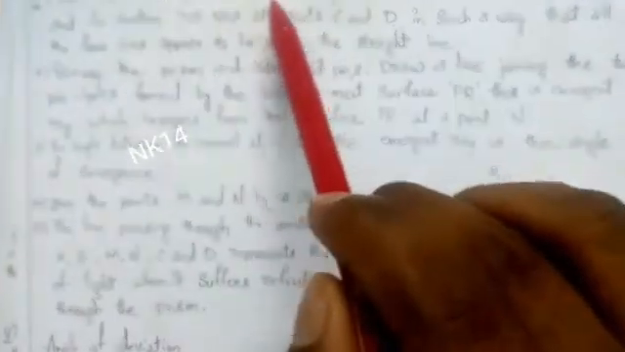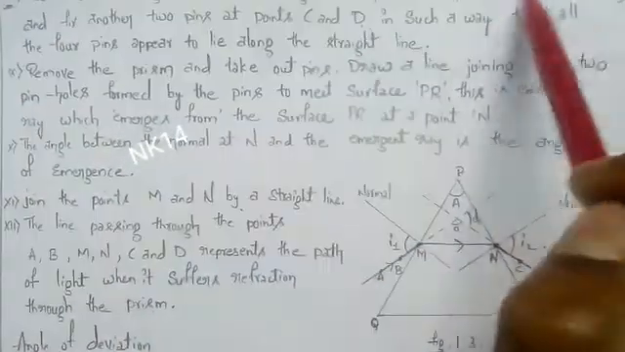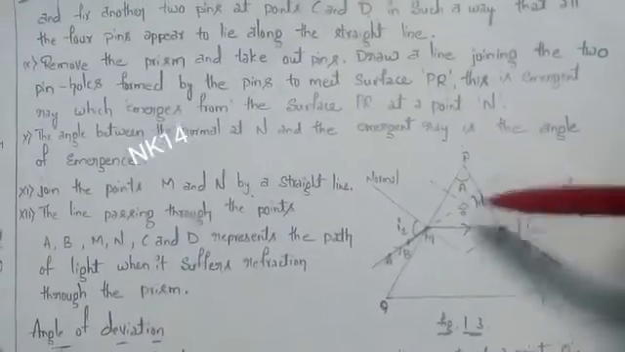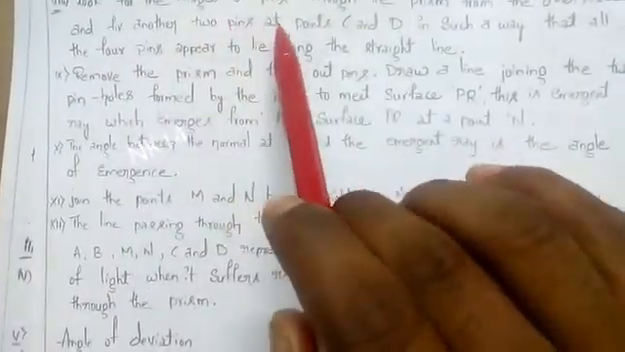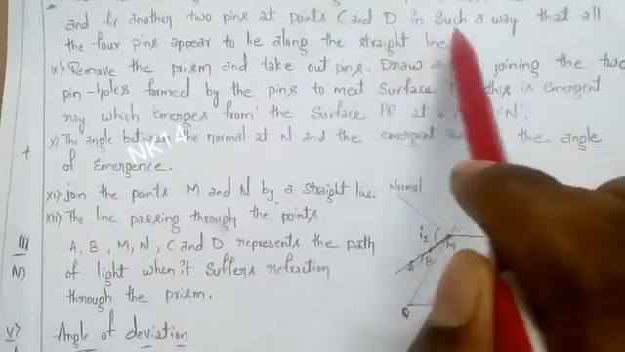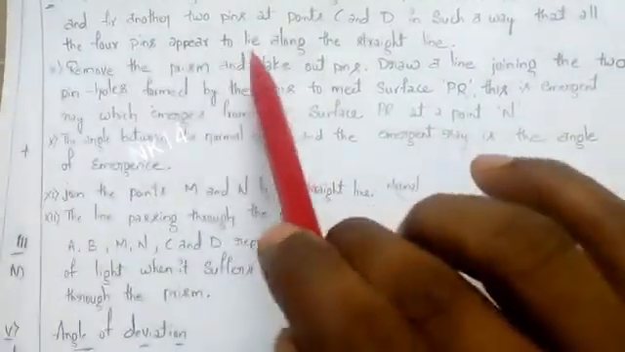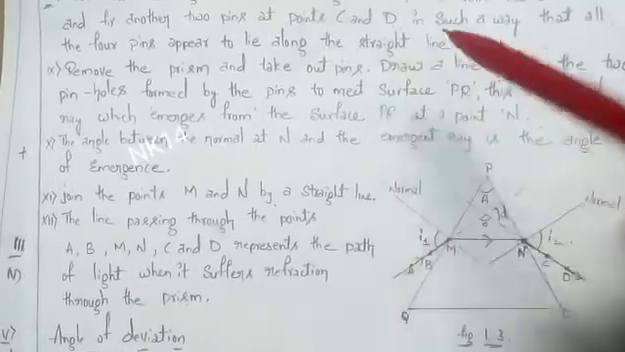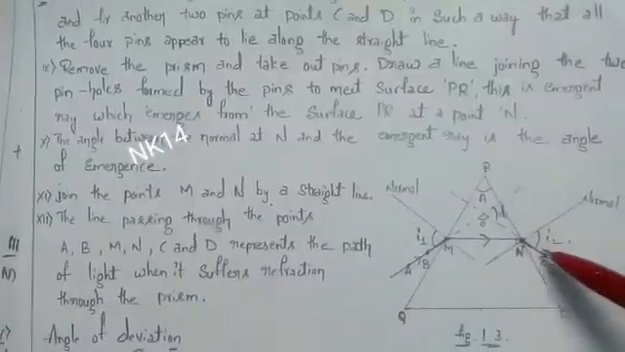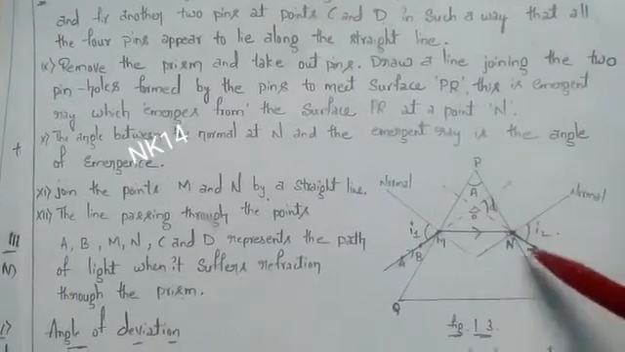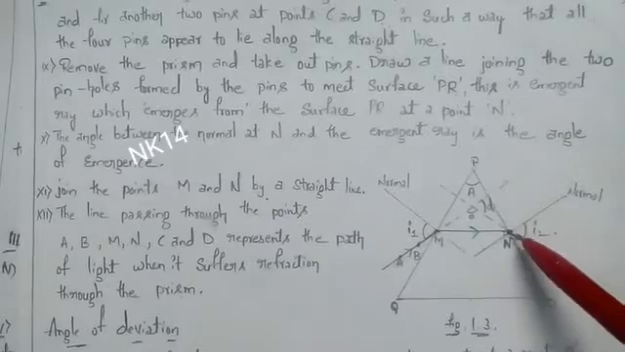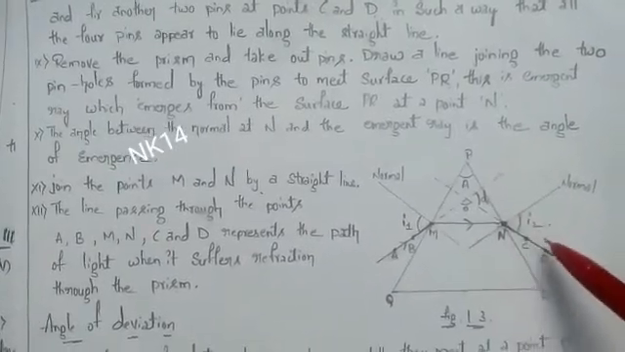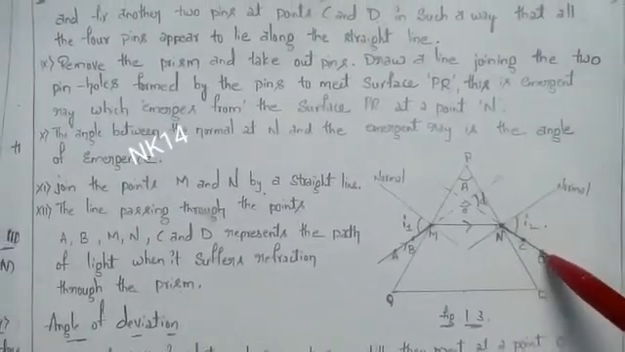Look for the images of the pins through the prism from the other side. For the other side of the prism, that is PR, we have to look at the pins A and B. Next, fix another two pins at points C and D in such a way that all four pins appear to lie along a straight line. Whatever pins you are looking at from the PR side, look so that A and B appear in a straight line. Wherever A and B appear as a straight line from the other side, mark two pins, that is C and D.